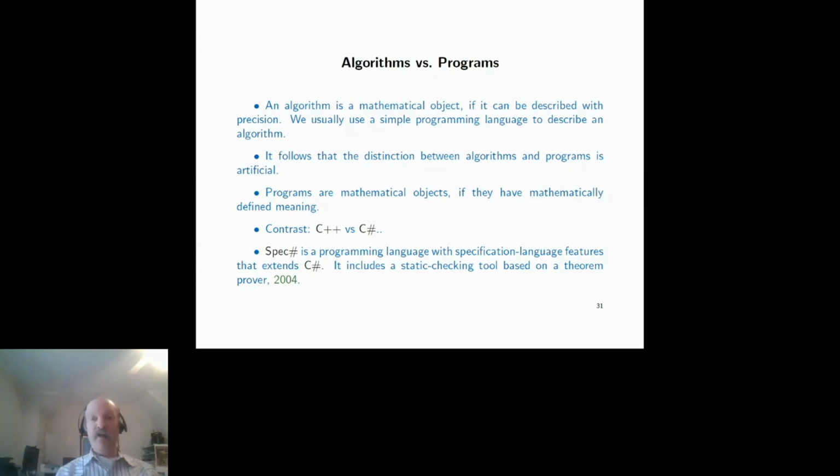In fact, if you may remember, one of the criticisms of The Art of Computer Programming was the choice of programming language used to describe algorithms. So algorithms are really small programs, and it follows that the distinction between algorithm and program is somewhat artificial. It's a social distinction. Algorithms are what we put in a book because they're small, but they still have to be described in a programming language. So programs can be mathematical objects if they have mathematically defined meanings.